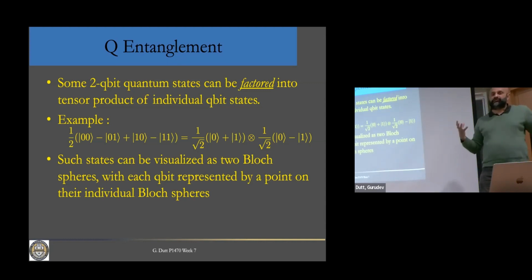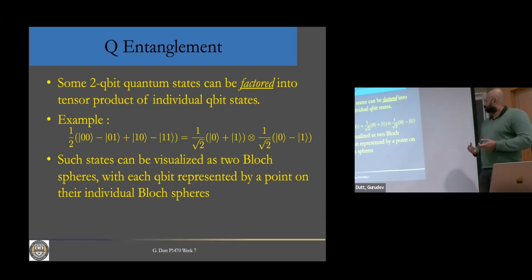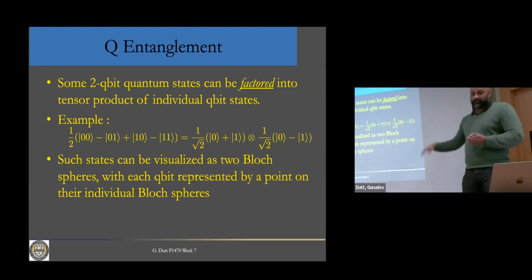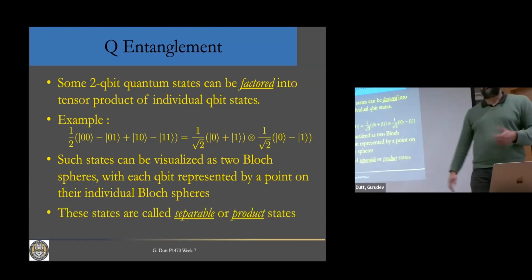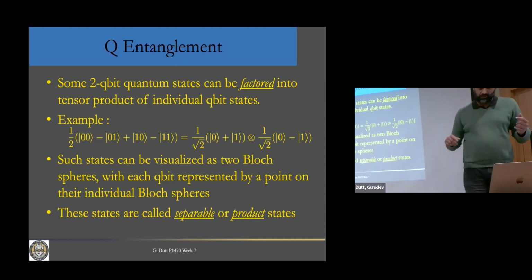And I already told you it's sort of impossible to visualize the most general state of two qubits. So the fact that I can write them as two Bloch spheres separately tells you already that this is a more simple state, something that we can understand more easily. These states are called separable or product states. The two qubits don't know about each other, don't care about each other. They just live their own happy life and ignore the other one.